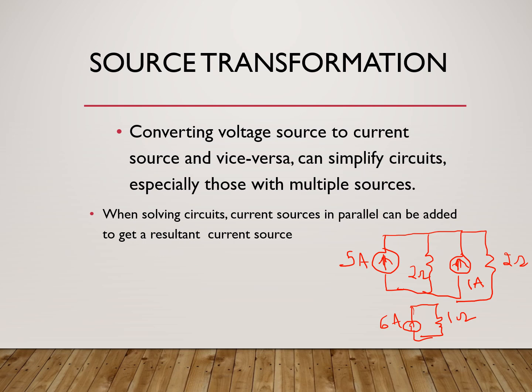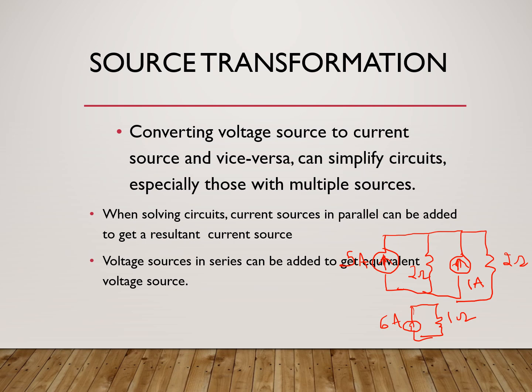Now if these directions are opposite, so if the 1 ampere current had been flowing down, then you would end up with a 4 ampere. So in that case, you would take the algebraic sum for finding the resultant current source. Similarly, voltage sources in series can be added to get the equivalent voltage source.